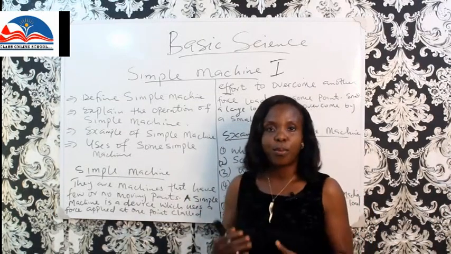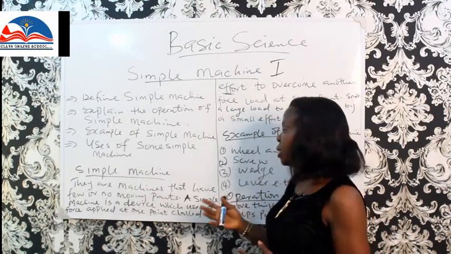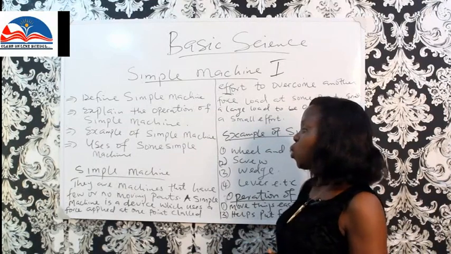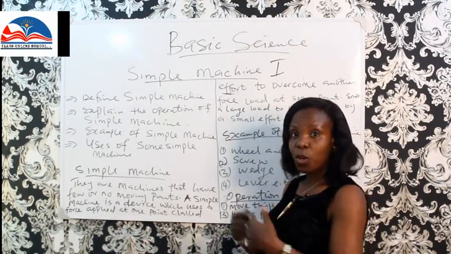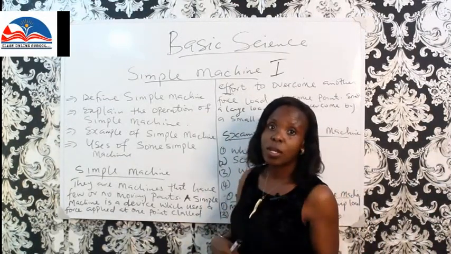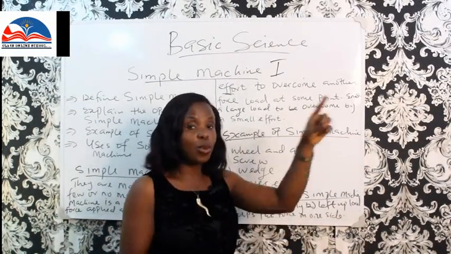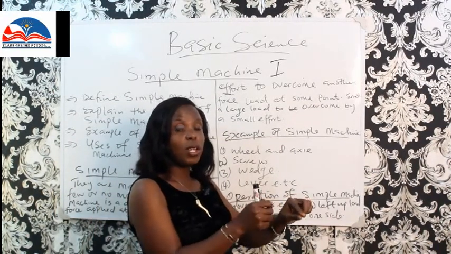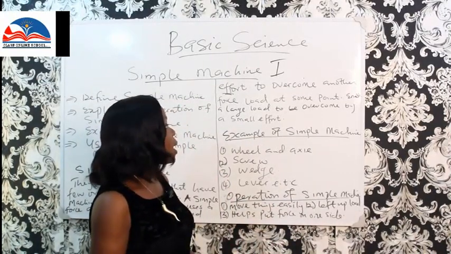So we've seen what a simple machine is. They are machines that have few or no moving parts. A simple machine is a device which uses an applied force. You apply force, and then you are able to achieve what you want. If it's a load, you apply force to move the load to its destination. If it's a screw, you apply force to drive in the screw to bore the hole you want, and it makes things easier for us.